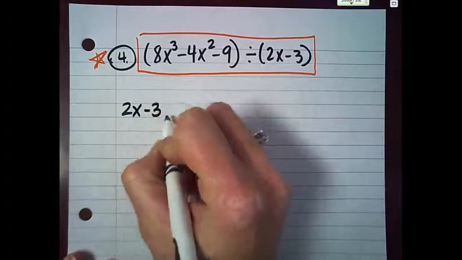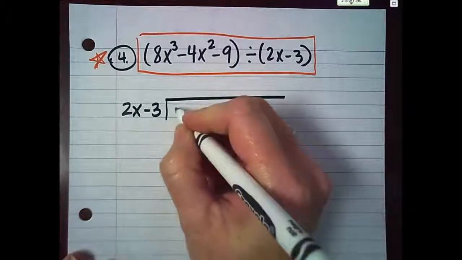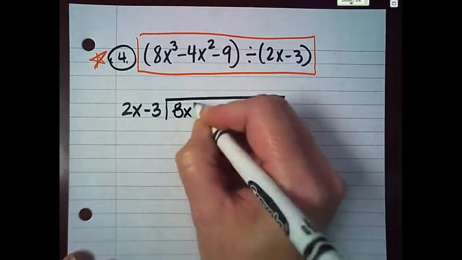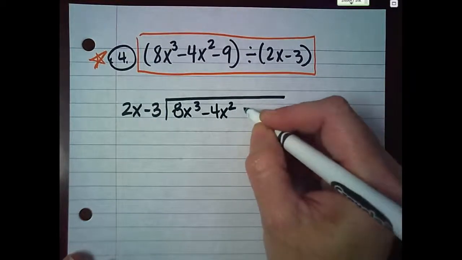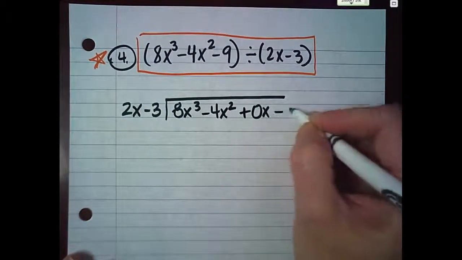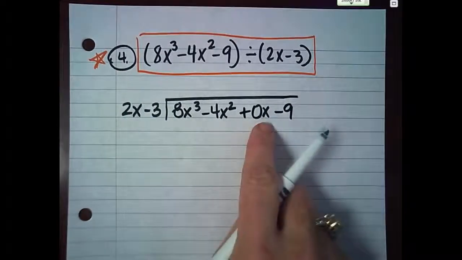So 2x minus 3, inside a new radical, we're going to put 8x cubed minus 4x squared. We don't have an x term, so we're going to put plus 0x minus 9. You have to have a placeholder.